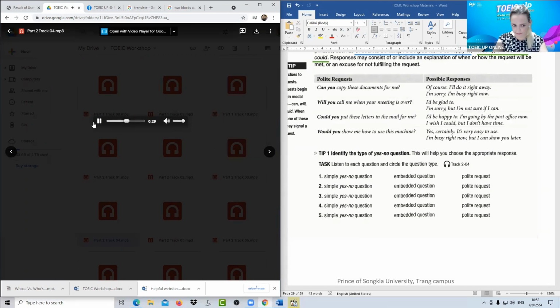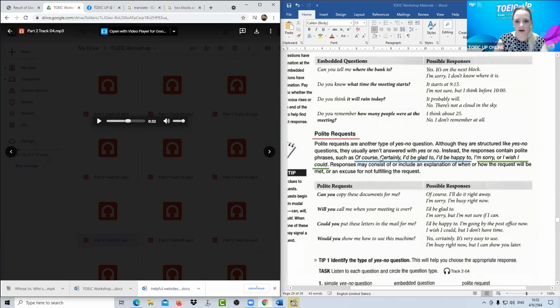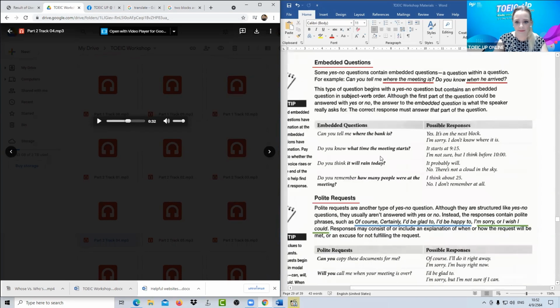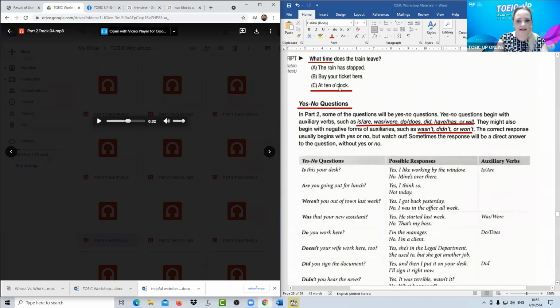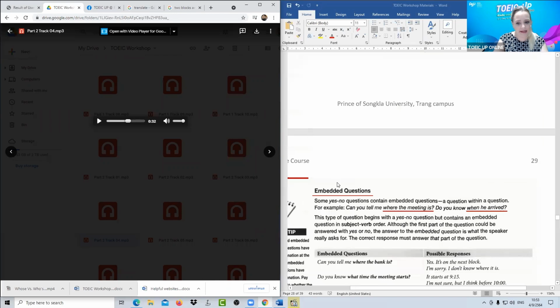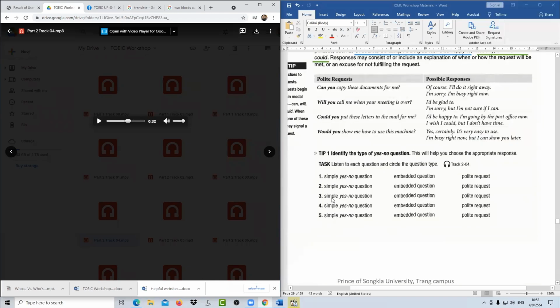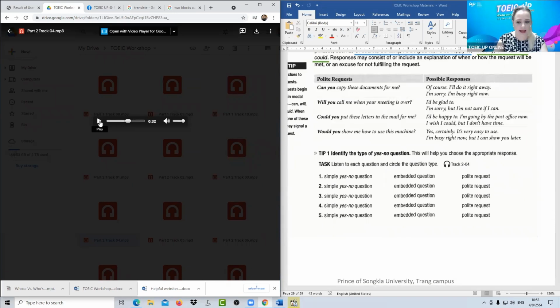Number 3. Is there a nice restaurant nearby? What kind of yes/no question is that? What do you think? If you don't know, look at the examples that we have. Yes, the auxiliary verb is. That's under the simple yes/no questions. So the answer is A, simple yes/no. Okay, everybody okay? Let's go to the next one.